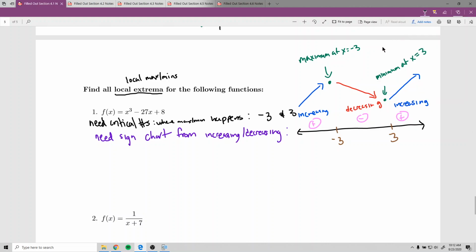Now with maximum and minimum, sometimes you're asked for only the x value, sometimes you're asked for only the y value, sometimes you're asked for both. So if you want the coordinate pairs of maximum and minimum, well, you have kind of two choices of functions to plug in, right? You can plug -3 into the original or the derivative. Which one's the correct one? Well, since we're looking at the actual graph, we're going to plug it into the original.